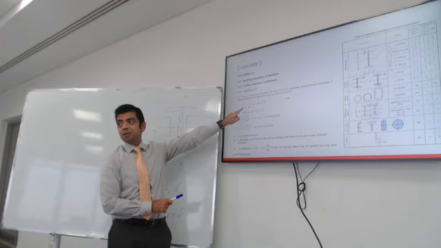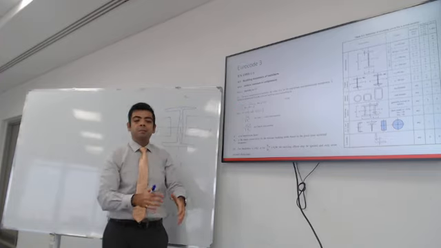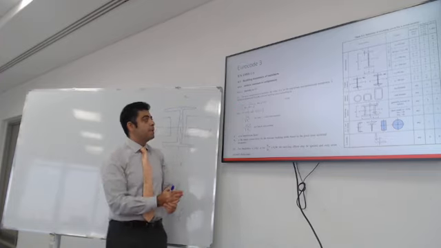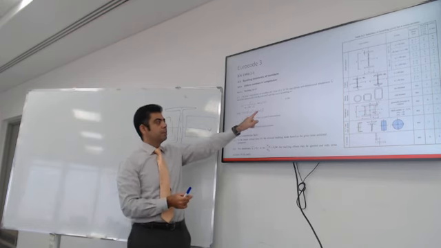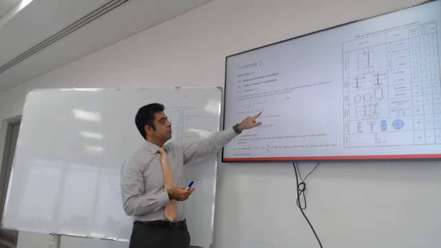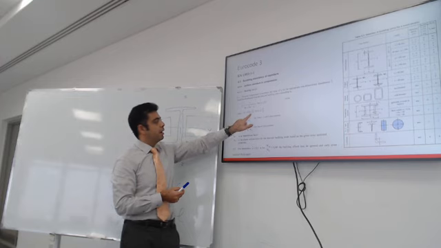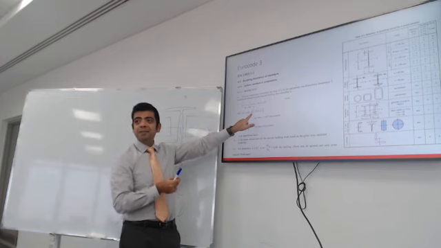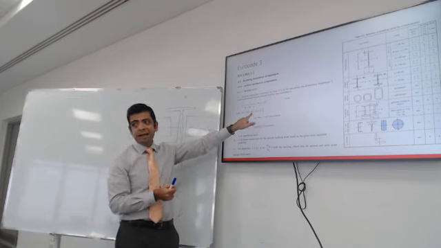This is the reduction factor that will reduce the capacity of the column. It depends mainly on lambda, or the slenderness ratio, and alpha, which is the imperfection factor. That's pretty much it.